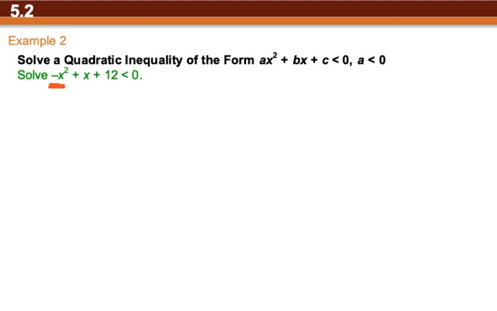So to do that, we'll divide every single term by -1, including the 0. Even though it's not going to change the number, we still do need to divide by -1, which would give us x squared minus x minus 12, and we do need to flip the direction of the sign since we divided by a negative, would be greater than 0.